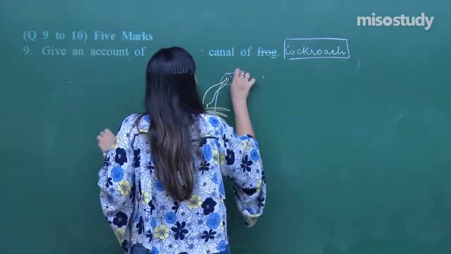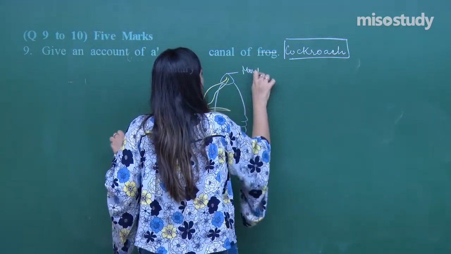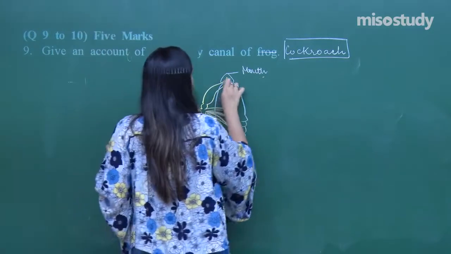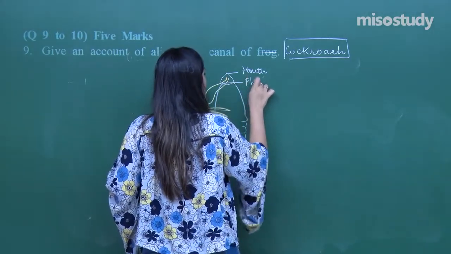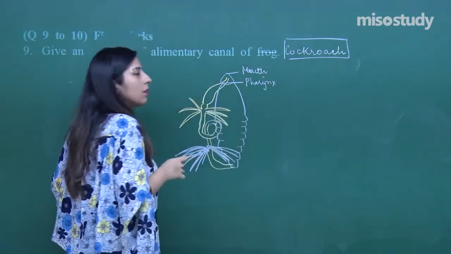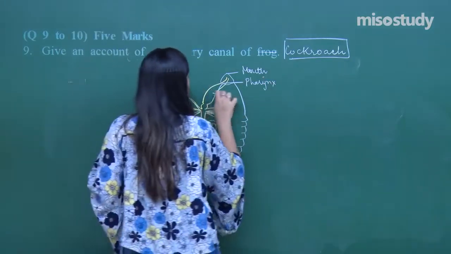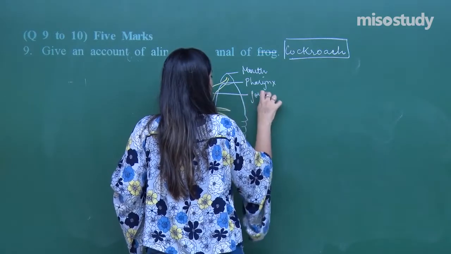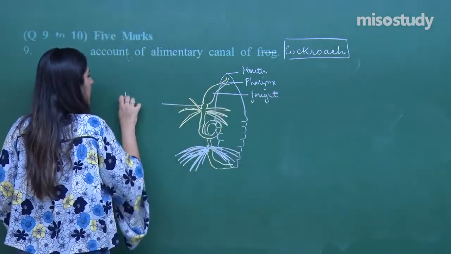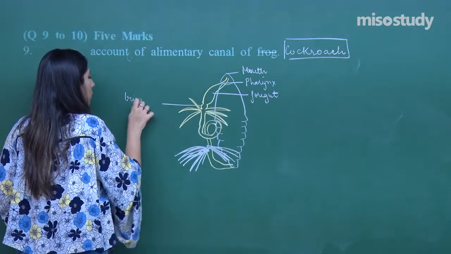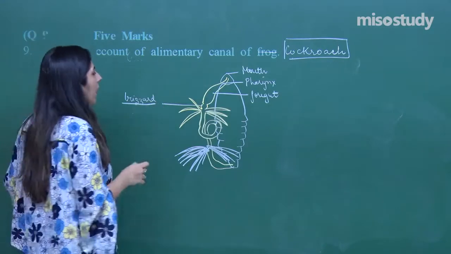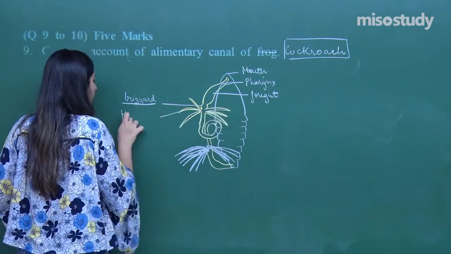Here this is called the mouth, right? After that we have the pharynx present, right? This is called the foregut. This portion is called the gizzard. After that, this portion is called the hepatic caecae.